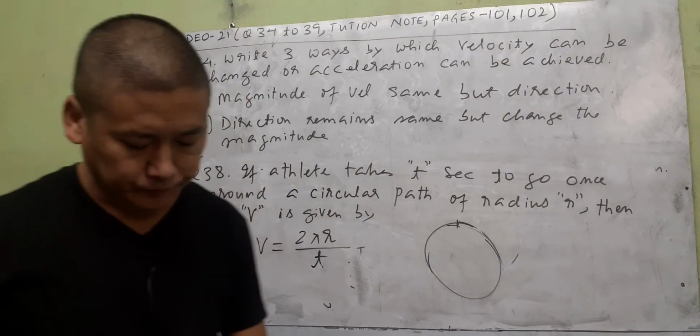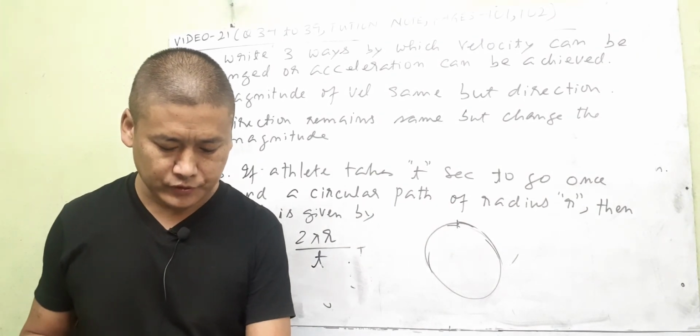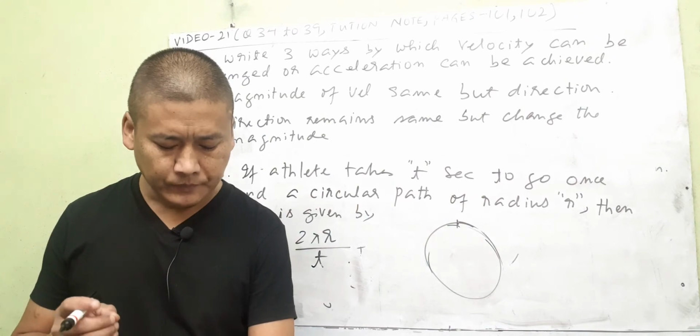Question number 39. Let me read the question. With an example, show that the direction of motion changes at every point for an object in circular motion. Let us just read through this. You will just get it like that.